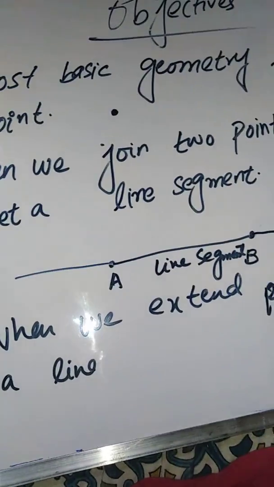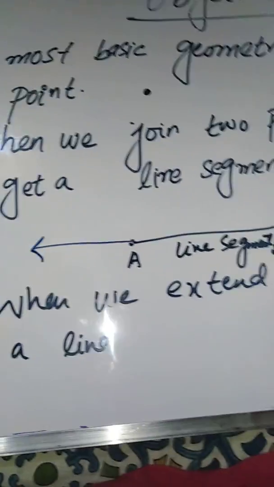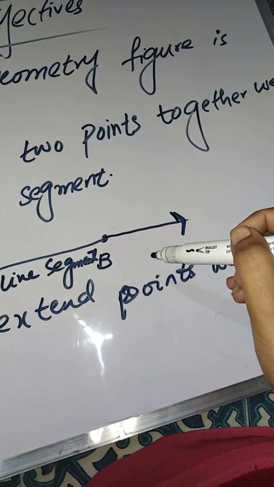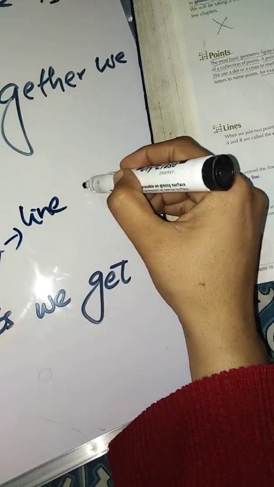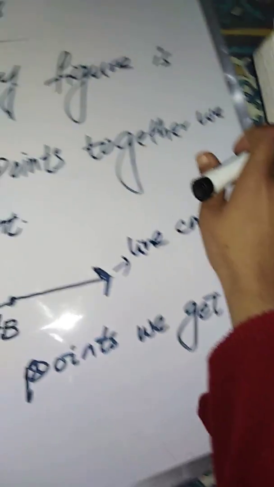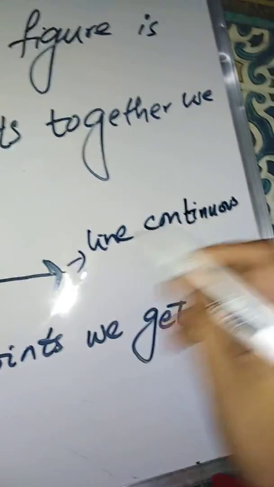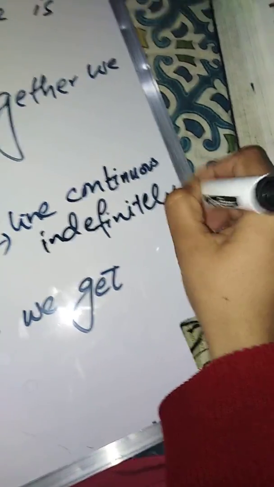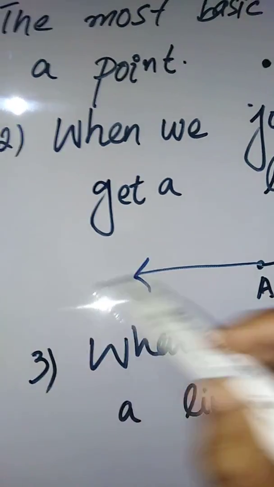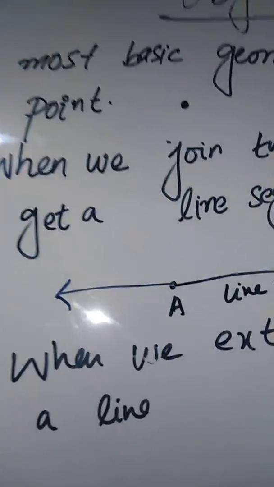One more thing you have to remember: whenever you have an arrow on a line, this arrow means that the line continues indefinitely. Whenever there is an arrow, we say that the line is continued indefinitely. In the same way, this arrow means that the line is continued on the left hand side indefinitely, that there are a number of points on the line.